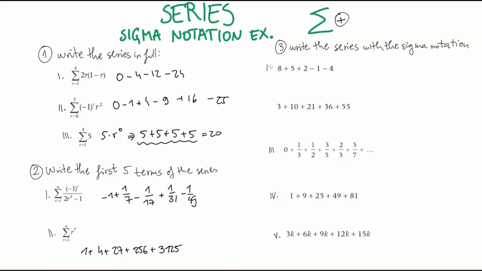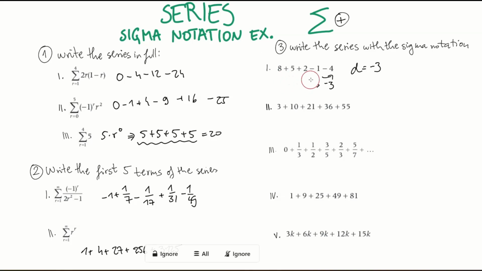So we will now solve the third exercise, which requires us to write this series with the sigma notation. So let's go and see example 1. I can see that the first term is 3 bigger than the next one, and again the second term is 3 bigger than the third one, and so on. So I can see that this pattern is continuous, and I could say that the common difference between the terms is minus 3.